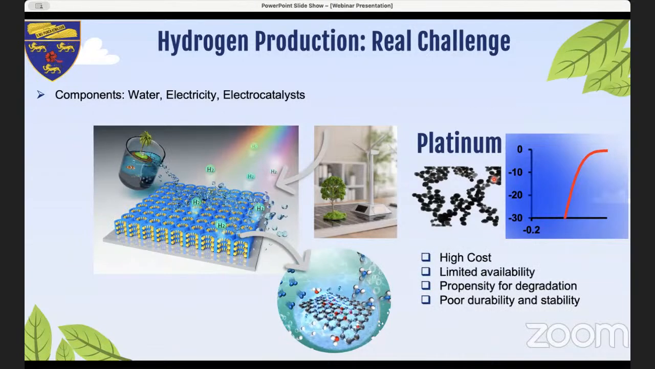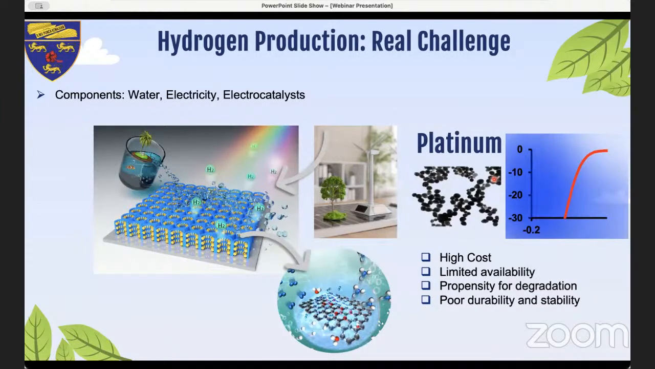First of all, we know that platinum is very expensive and faces limited availability, like gold. So if we would like to produce tons and tons of hydrogen, we need tons and tons of platinum. Providing this huge amount of platinum is challenging.